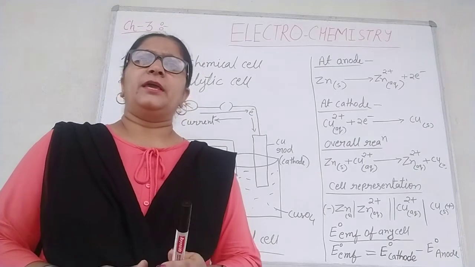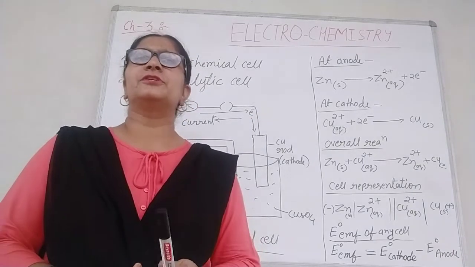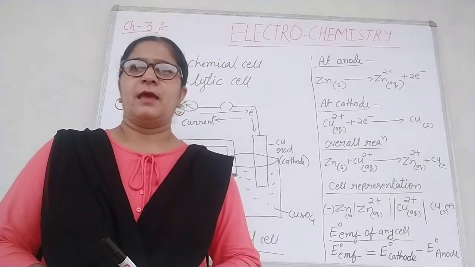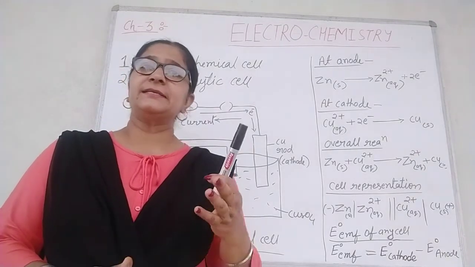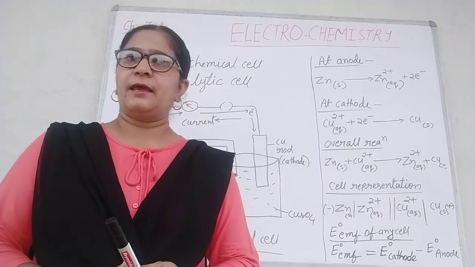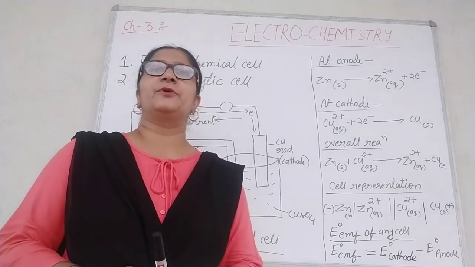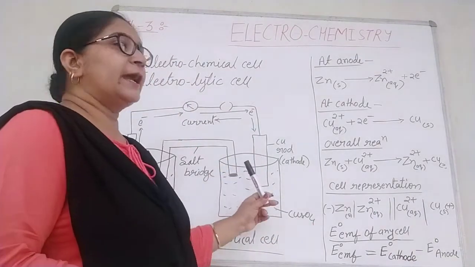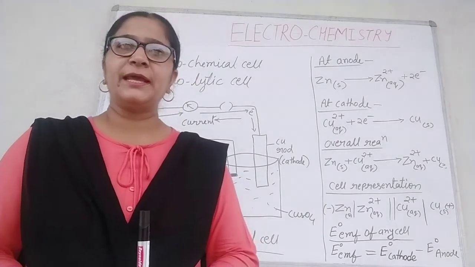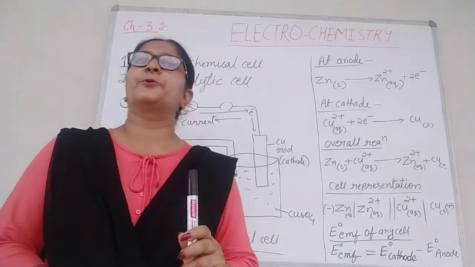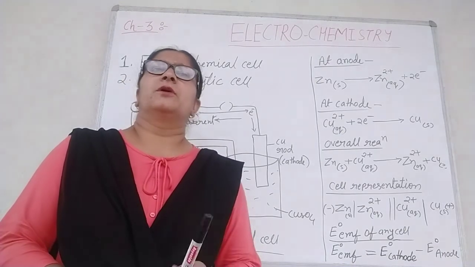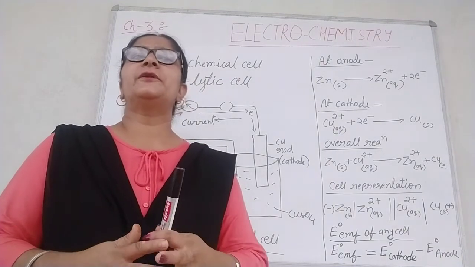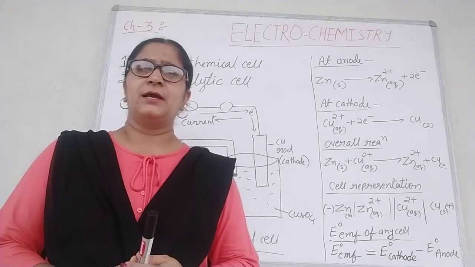So this potential difference which is developed between electrode and electrolyte is known as electrode potential. And if the concentration of solution is 1 molar and the temperature is 298 Kelvin, that is standard state, then electrode potential between electrode and electrolyte is known as standard electrode potential. Now we will see how to determine standard electrode potential.